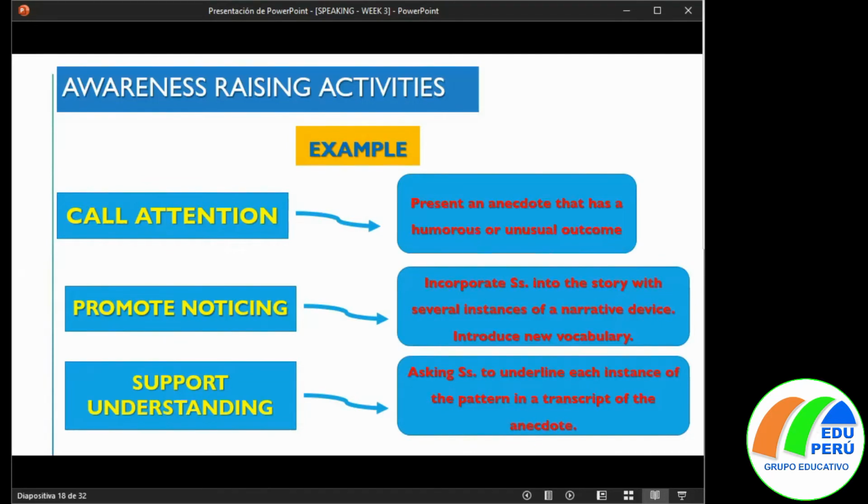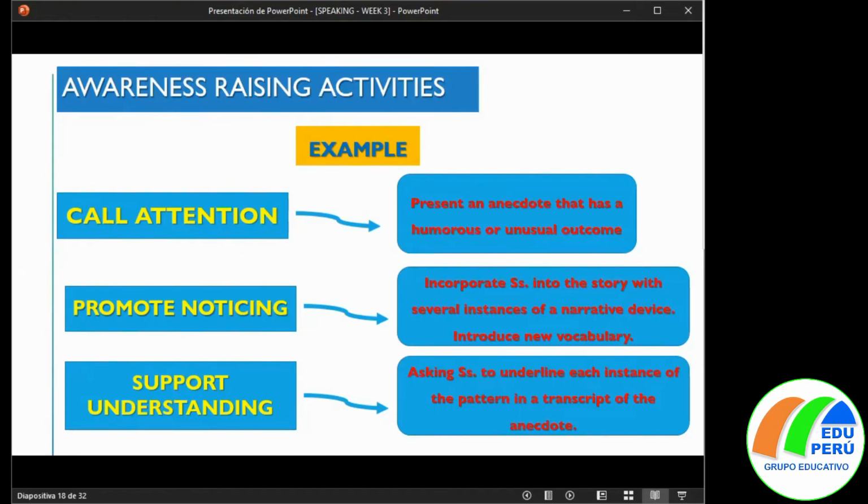Then the teacher, notice, the teacher presents some structures. That's why he has several instances of a narrative device, because they are going to tell a story, an anecdote. And the teacher presents or introduces the new vocabulary. So the teacher is promoting this process of noticing.